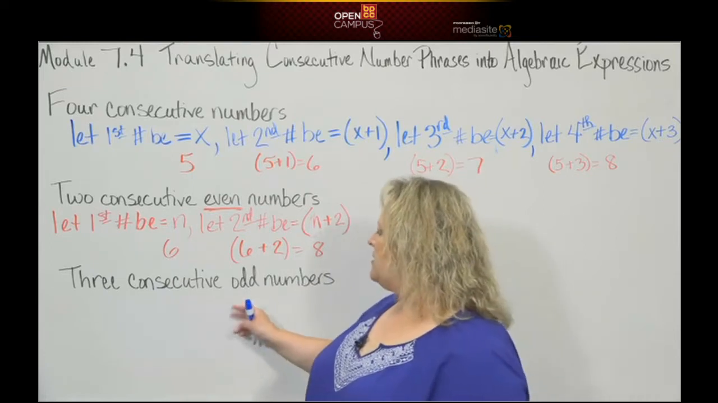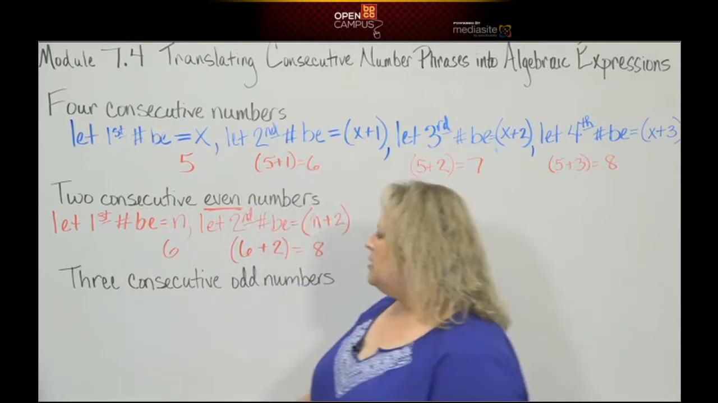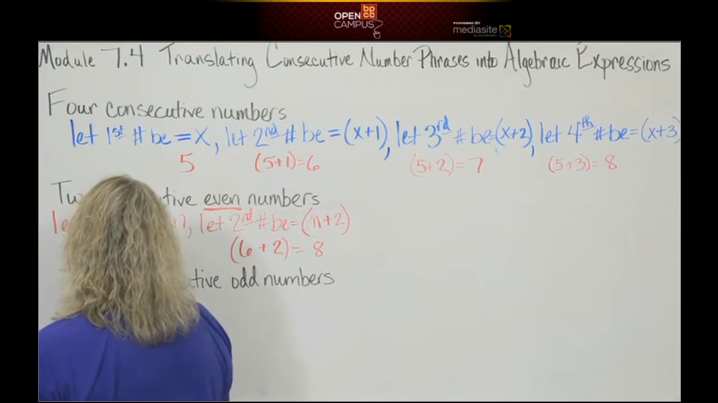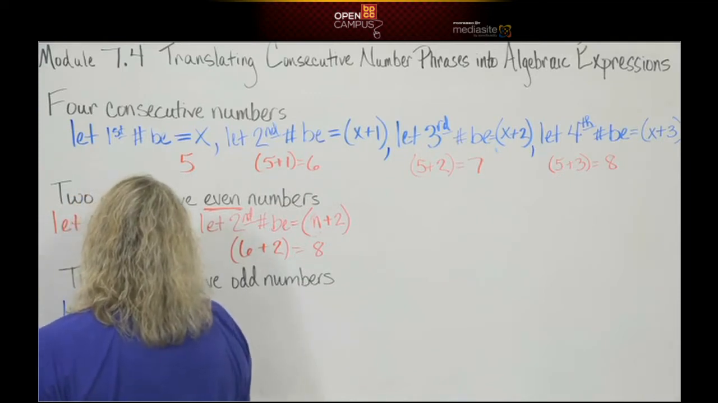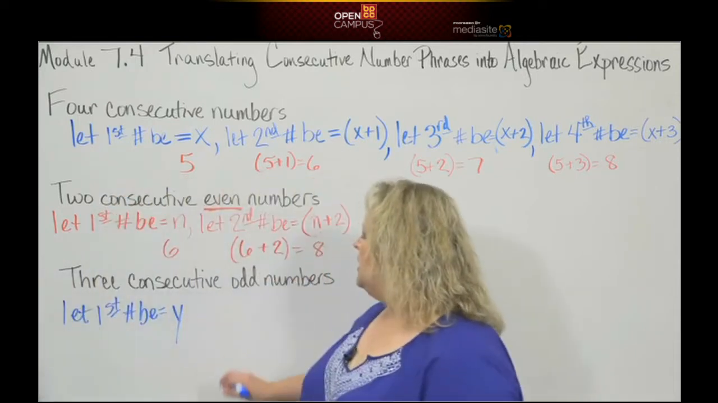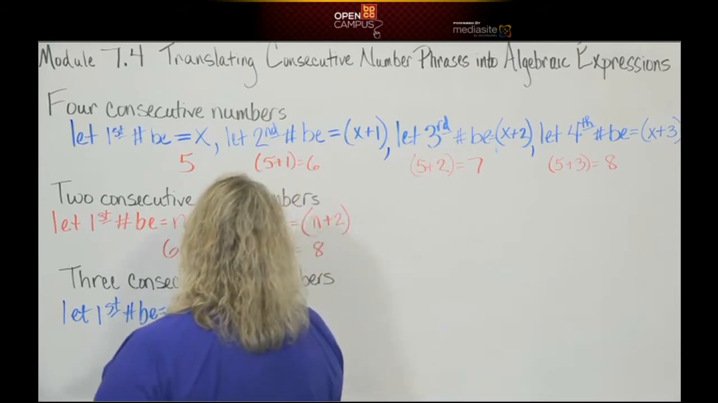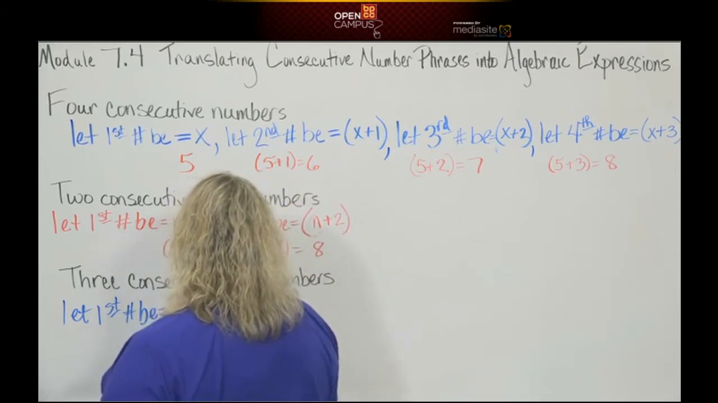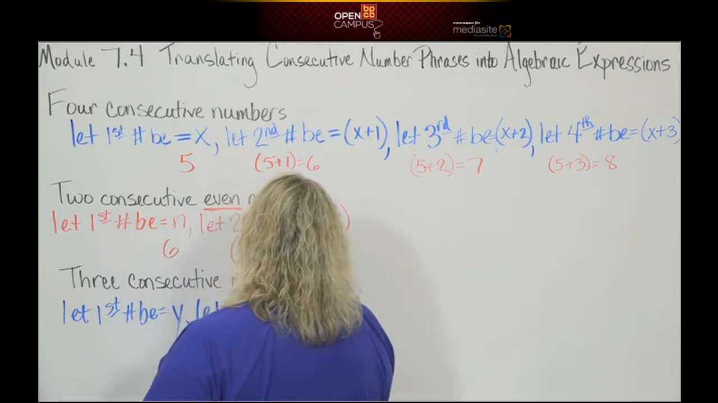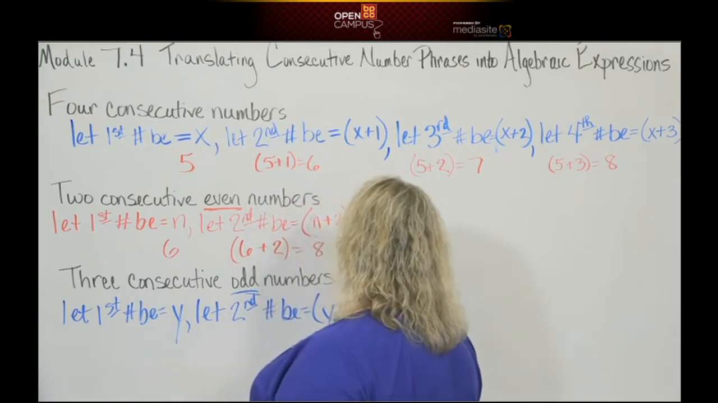Okay, now let's look at our last one. 3 consecutive odd numbers. So again, we're going to say let the first number be equal to, let's call it a y this time. So if y is first, then I'm going to do odd numbers. And remember, odd means 1, 3, 5, 7, etc. So we're going to let the second number be y plus 2.